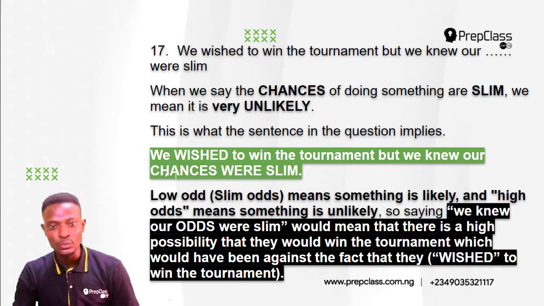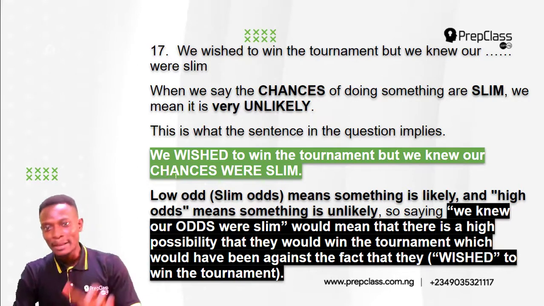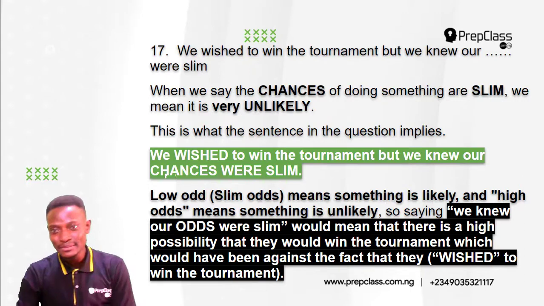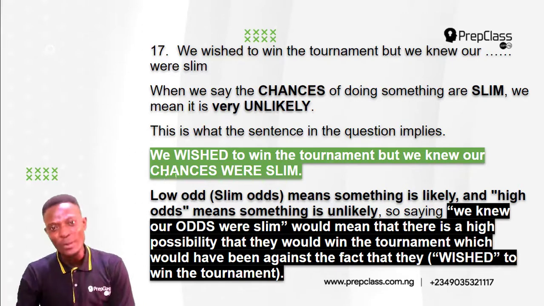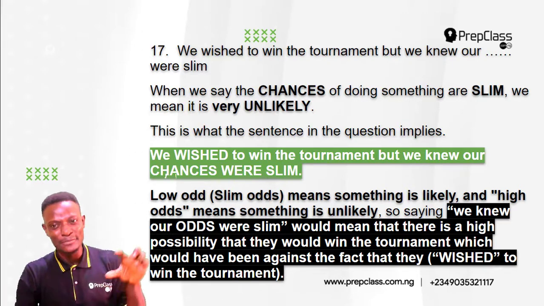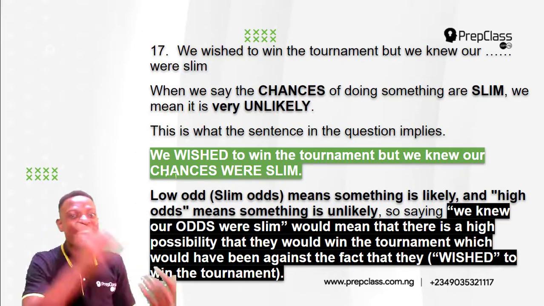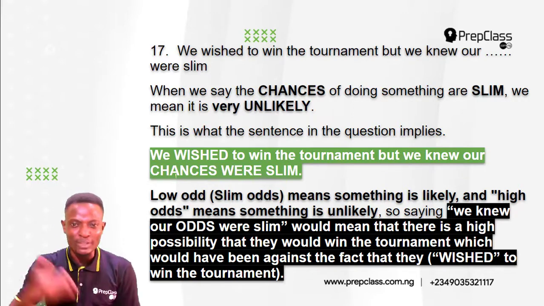Now, low odds, which can also be called slim odds, means something is likely. When you say we have low odds or slim odds, it means what? It is very likely. When the odds are low or slim, it is very likely to happen. And high odds means what? Something is unlikely to happen.